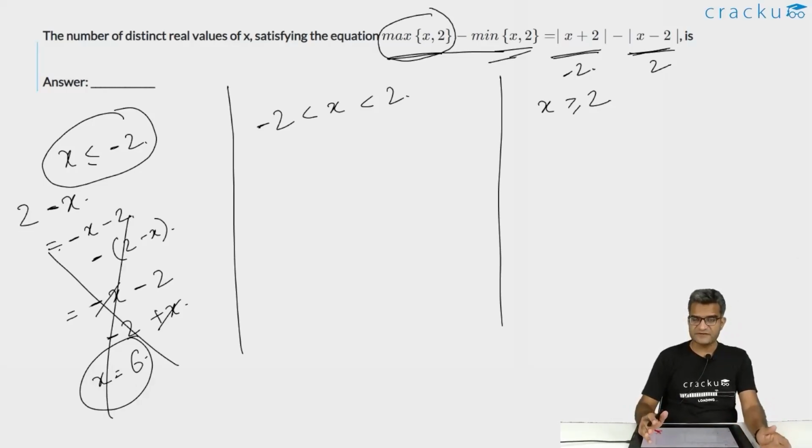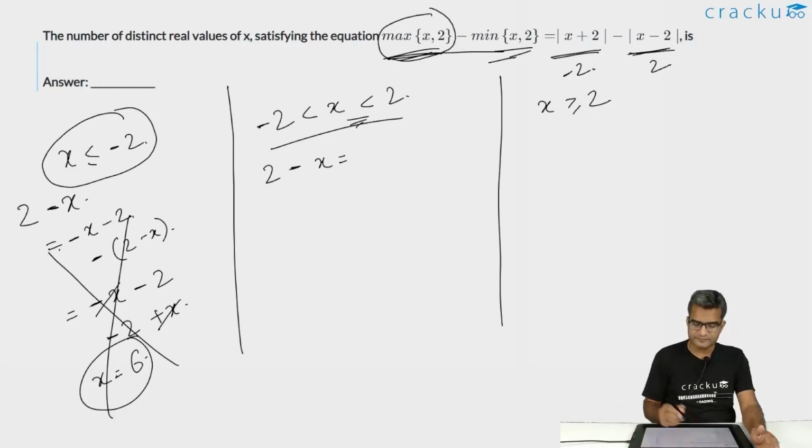If you are looking at the interval where x lies between minus 2 and 2, again let us look at the left hand side. Here we are told that x lies between minus 2 and 2. So what is max of x comma 2? Max of x comma 2 is again 2. What is min of x comma 2? This will be again x, because in this interval x is actually less than 2. And what is the right hand side? X is lying between minus 2 and plus 2. So x is greater than minus 2. This would imply that x plus 2 is positive.